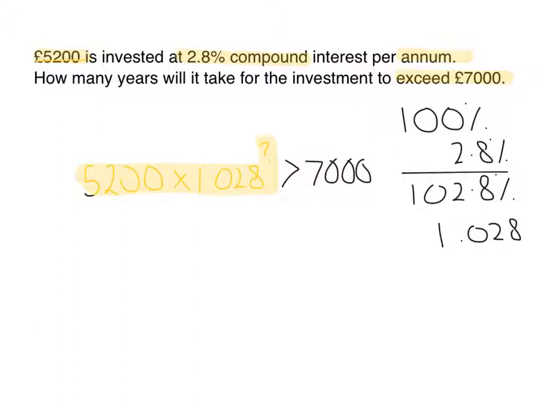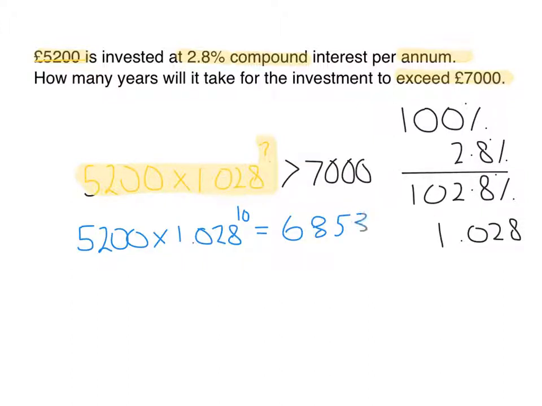So we've got 5,200 times 1.028 to the power of 10. And I come out with 6853.8. Well, we can see that's too little. We want it to be bigger than 7,000. So I'm going to go a bit more.